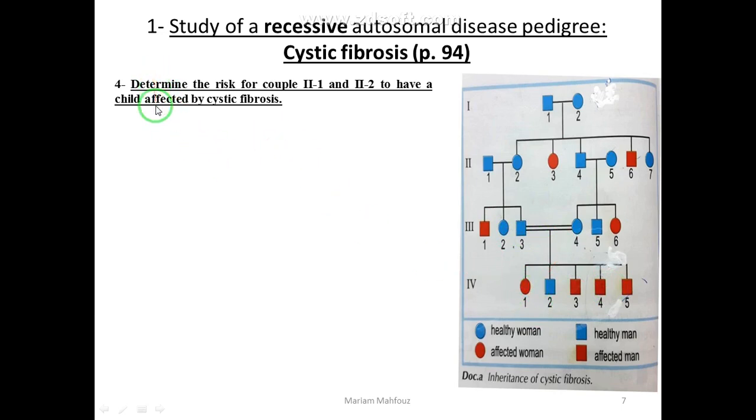Now in the fourth question, we want to determine the risk for couple 21 and 22 to have a child affected by cystic fibrosis.